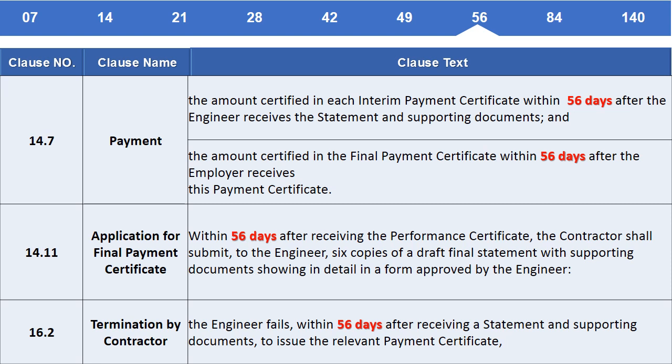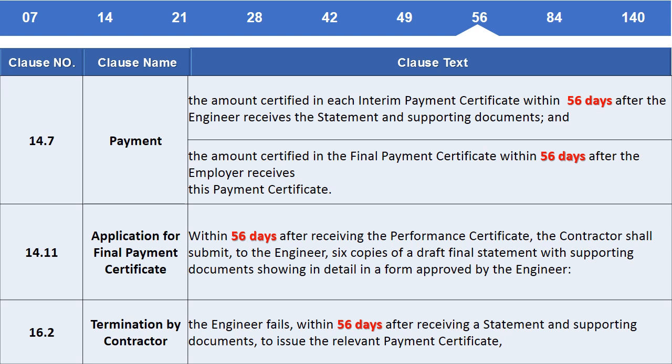Clause 14.7 Payment. The amount certified in each interim payment certificate within 56 days after the engineer receives the statement and supporting documents, and the amount certified in the final payment certificate within 56 days after the employer received this payment certificate. Clause 14.11 Application for final payment certificate. Within 56 days after receiving the performance certificate, the contractor shall submit to the engineer 6 copies of a draft final statement with supporting documents showing in detail in a form approved by the engineer.